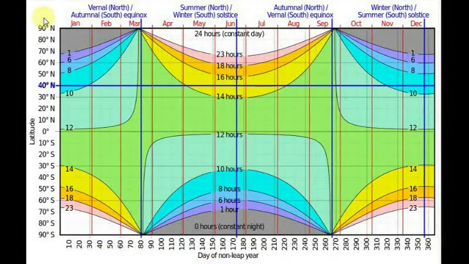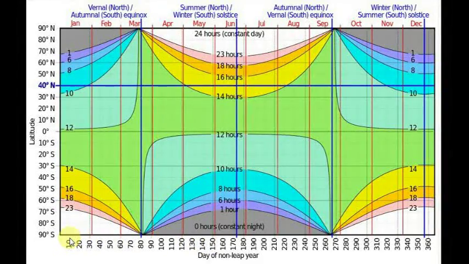This diagram shows in the y-axis the latitude of cities where the horizontal line of 0 degree is the equator. It shows the latitude in 10 degrees increment between the two poles of the Earth. The North Pole is 90 degrees north and the South Pole is 90 degrees south. The x-axis shows the 365 days of the non-leap year.